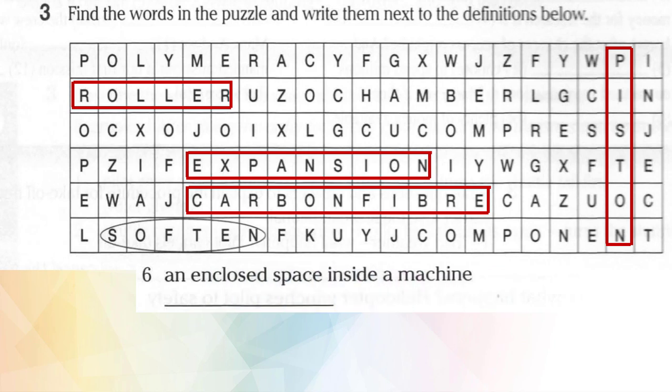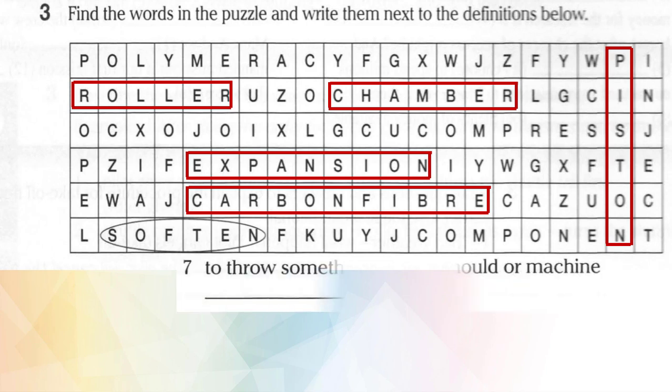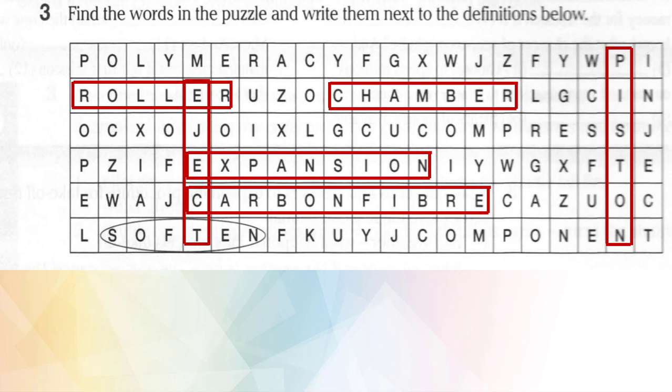6, an enclosed space inside a machine. We call it a chamber. Yes, good. Number 7, to throw something out of a mold or machine. What do we call this? We call this eject. Good.